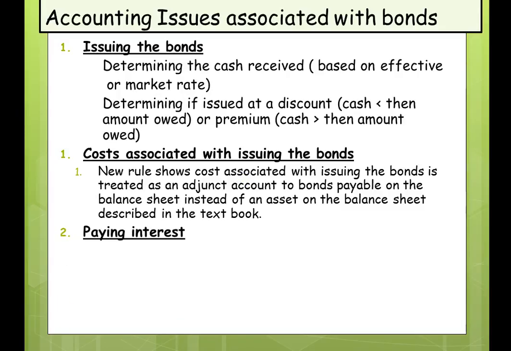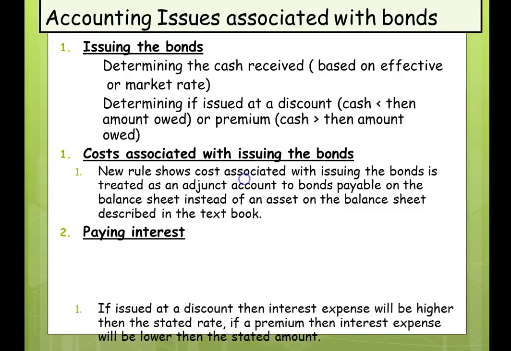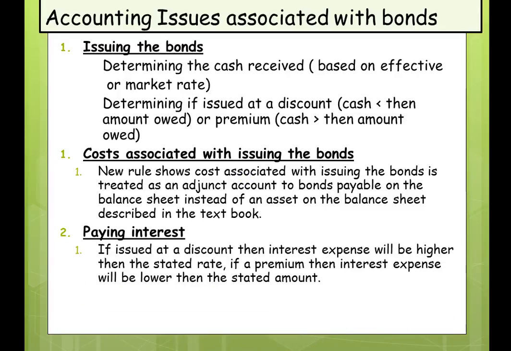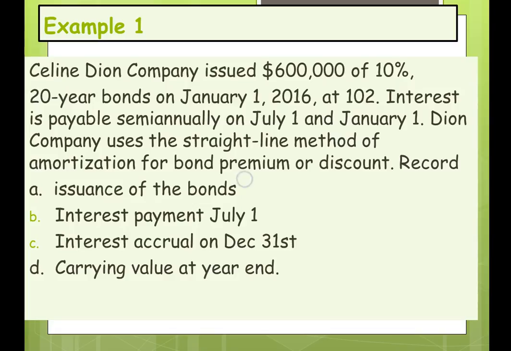Another thing we look at is paying interest. Again, if issued at a discount, then interest expense will be higher than the stated rate, and if a premium, then interest expense will be lower than the amount stated. And then the last thing we cover in part 2 is what happens when we retire the bonds.